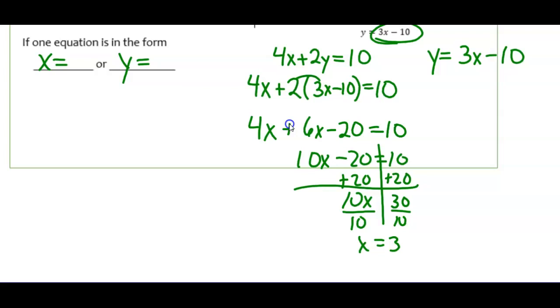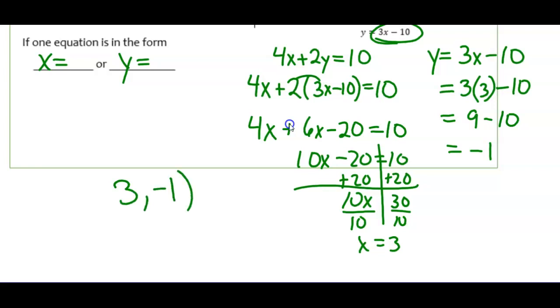Plug it into my other equation that says y equals, right? I don't want to plug it back into this equation because there's more math to do. I could, but that would be silly because there's more math to do. This is already y equals. So now I'm going to put that into here. 3, my x is 3, I calculated, minus 10. What's 3 times 3? 9 minus 10 is negative 1. Okay? So then I write my answer. 3, negative 1 is my answer. Your answer has to be an ordered pair. Okay? So that was our second method that we learned to do, substitution.